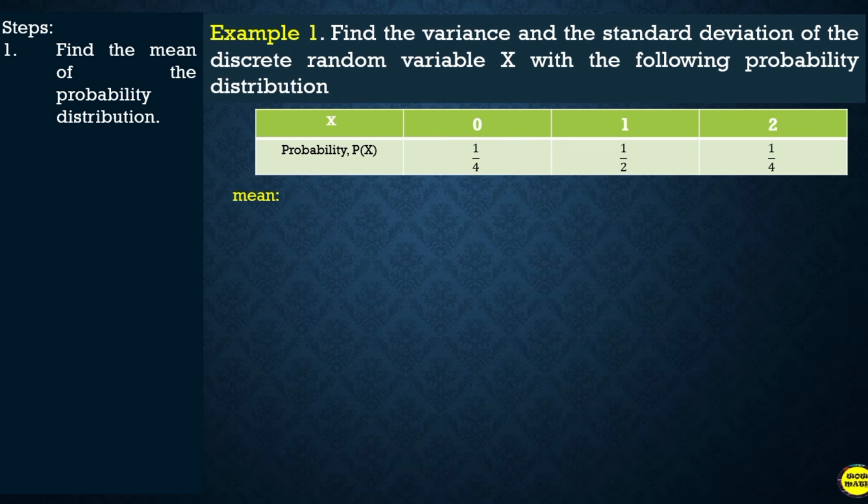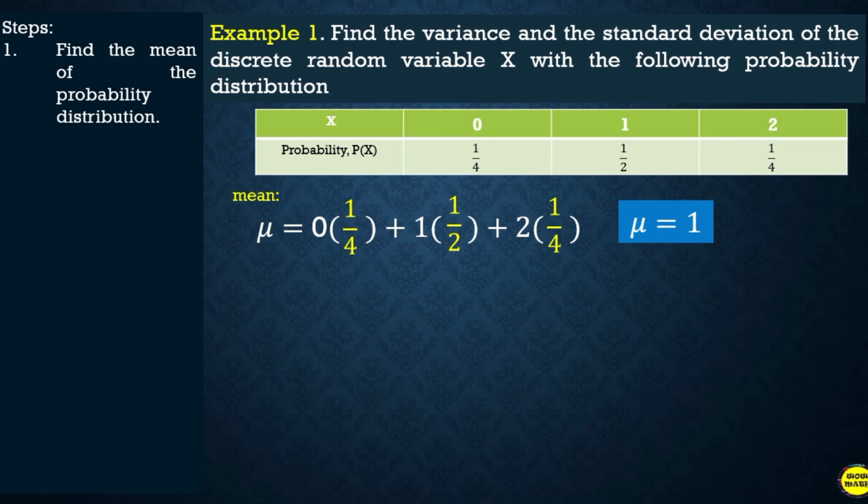So, ano nga ulit yon? Paano ginagawa? I-multiply natin yung value ng random variable sa corresponding probability niya and then get the summation. So, 0 times 1/4 plus 1 times 1/2 plus 2 times 1/4, and the answer is 1. So, yung mean ng probability distribution na to ay 1. And after natin makuha yung mean, proceed na tayo sa step number 2, to find the variance.